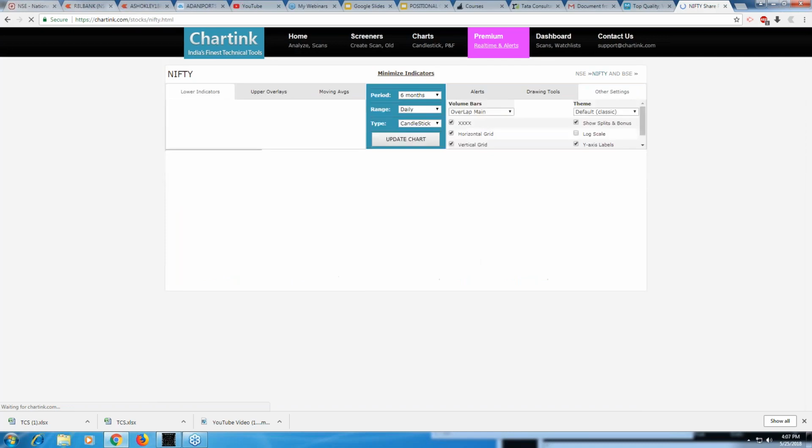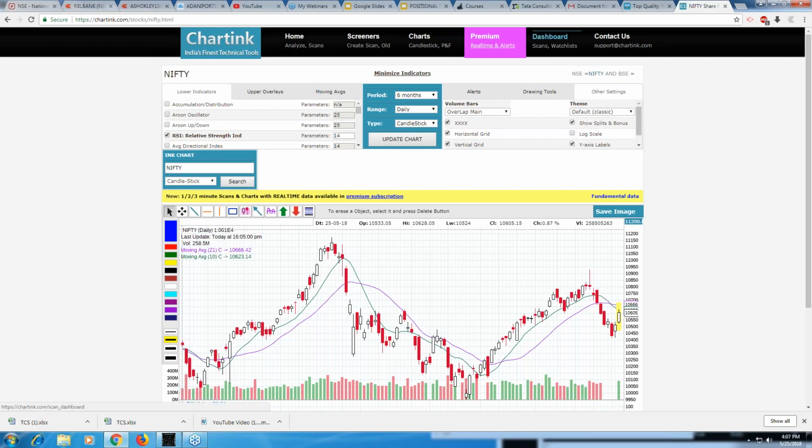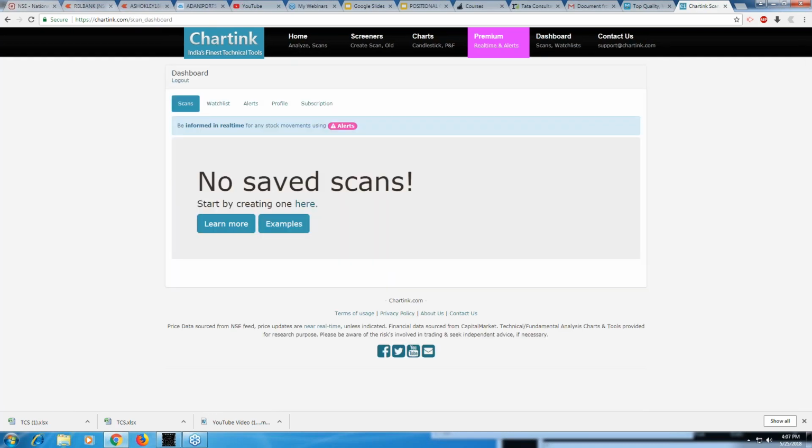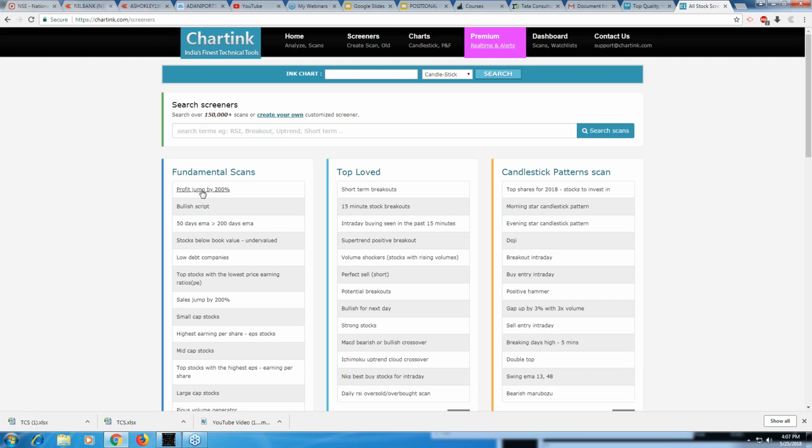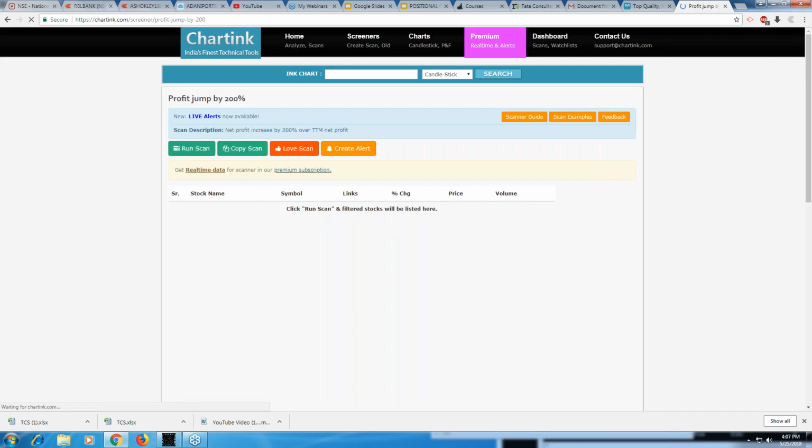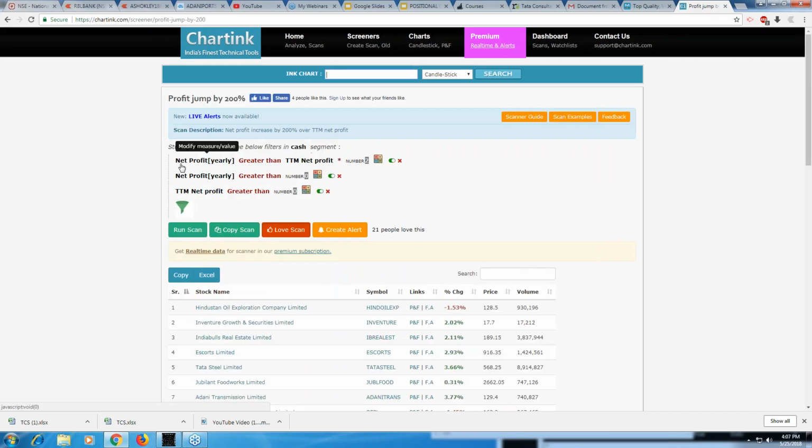You can go to the charts, you can go to the screens, you can go to the dashboard. In dashboard, you can make your own filters. I ask one or two of my team members to make scanners for me. I think you people can make it easily. I find it a little difficult, not my cup of tea. Although if you just see here, it's simple. Net profit yearly greater than TTM net profit, and you can see these.